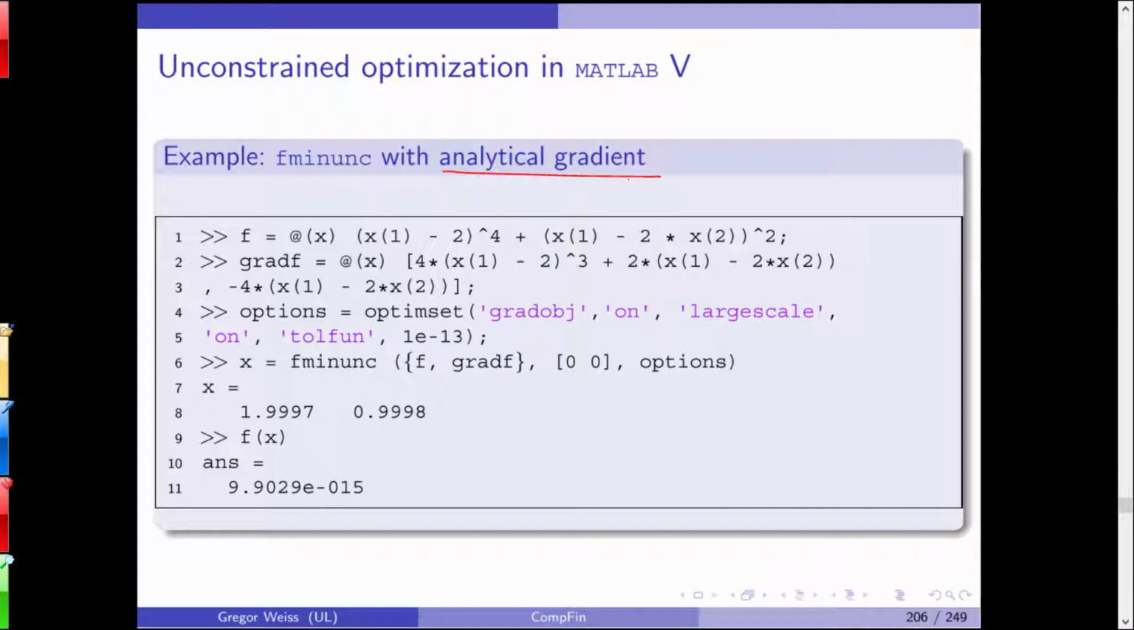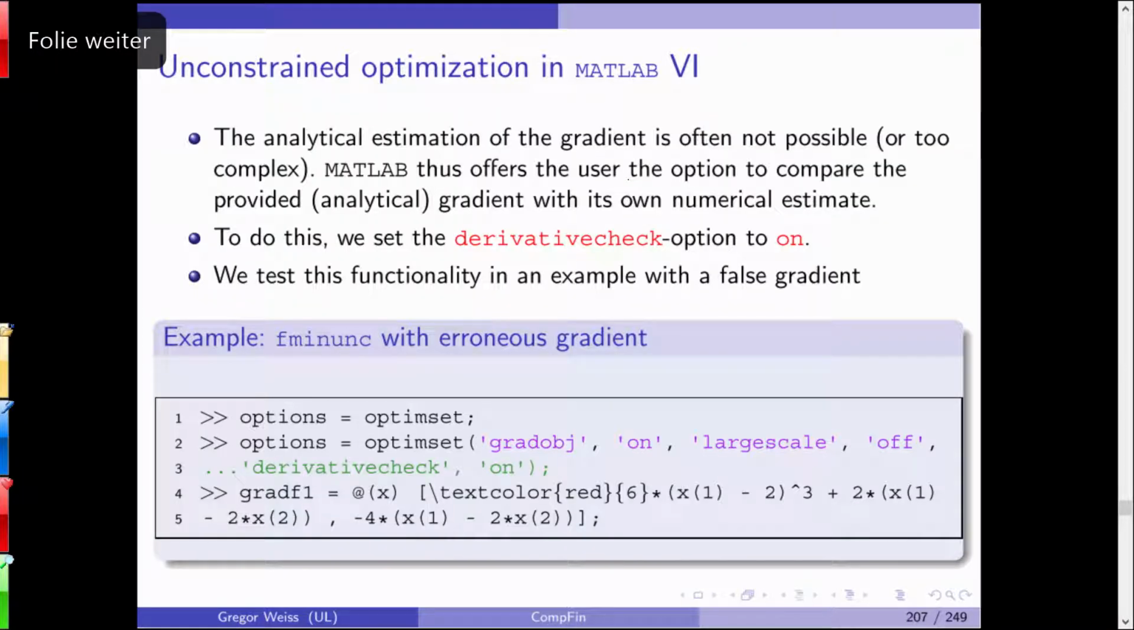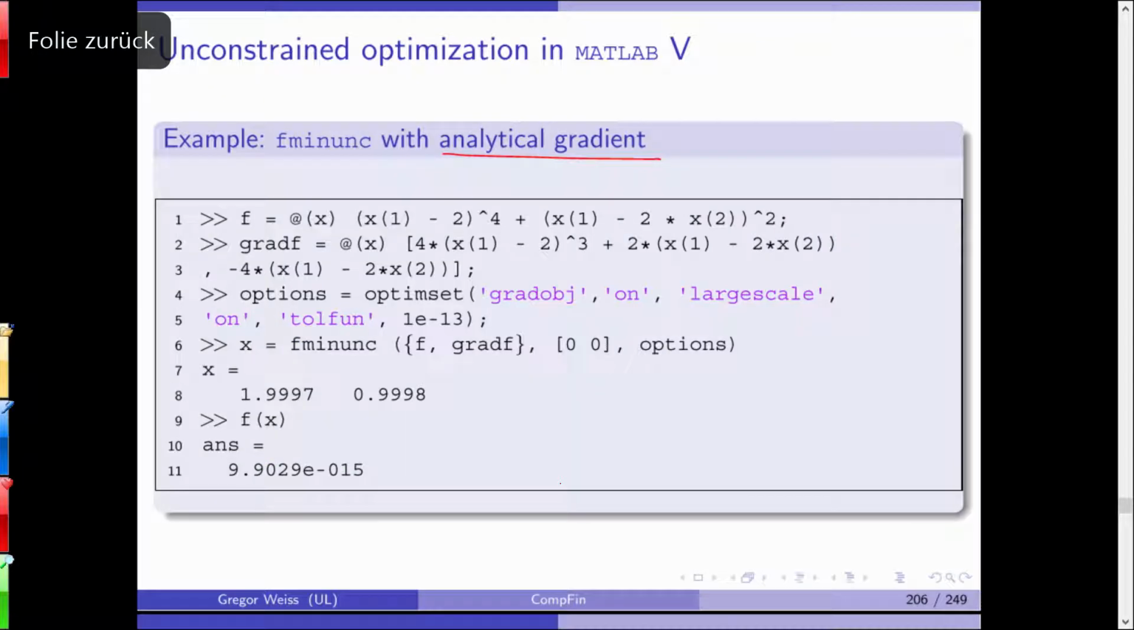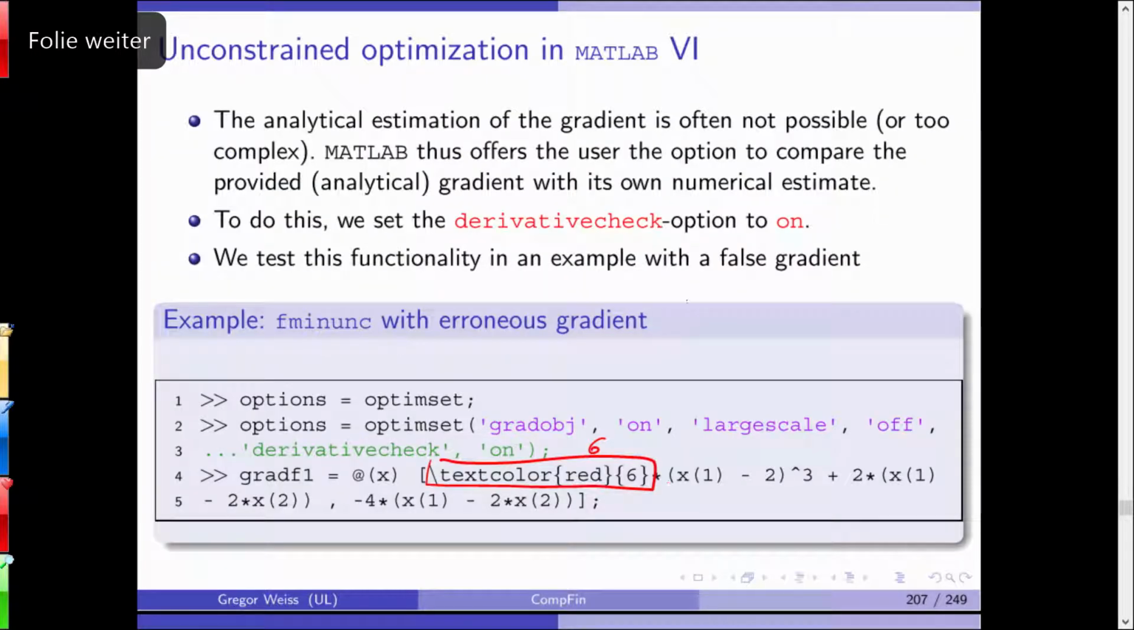And the reason for this is exemplified in the next example. Now, what do I do now? I always have this TeX error here. This is supposed to be a red 6. The text color is not Matlab code, it's LaTeX. Now, I use grad f1, and what I do is I switch one number in this gradient. If you compare it with the solution here, you can see that this is 4 times x1 minus 2. And here, it's 6 times x1 minus 2. So I miscalculated the gradient. This one is not the exact analytical gradient, but there's a slight error in the first coefficient.